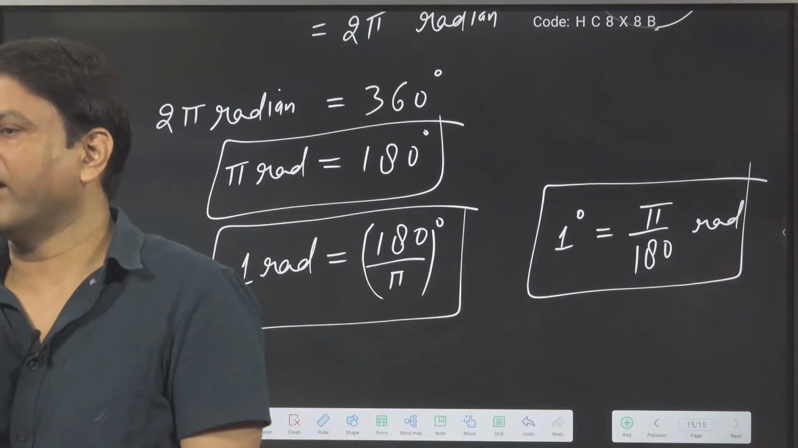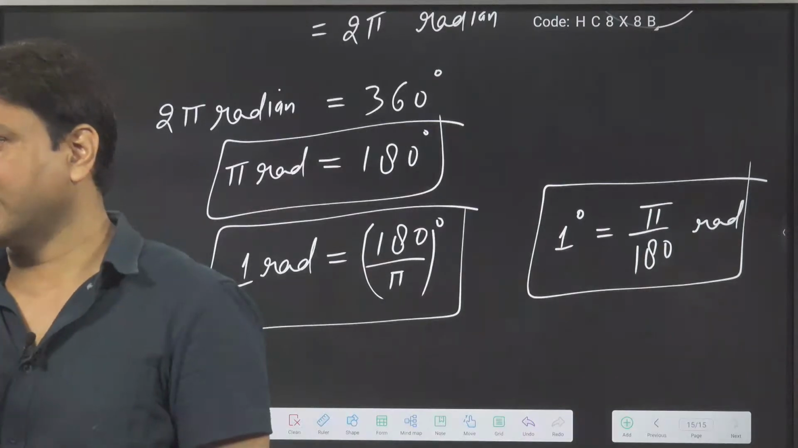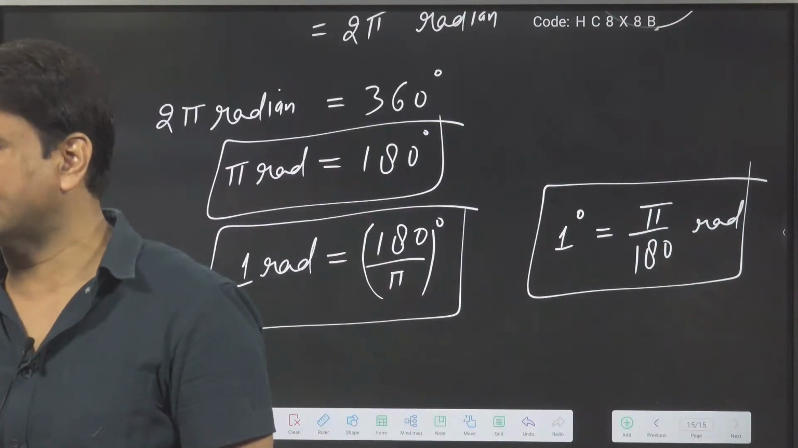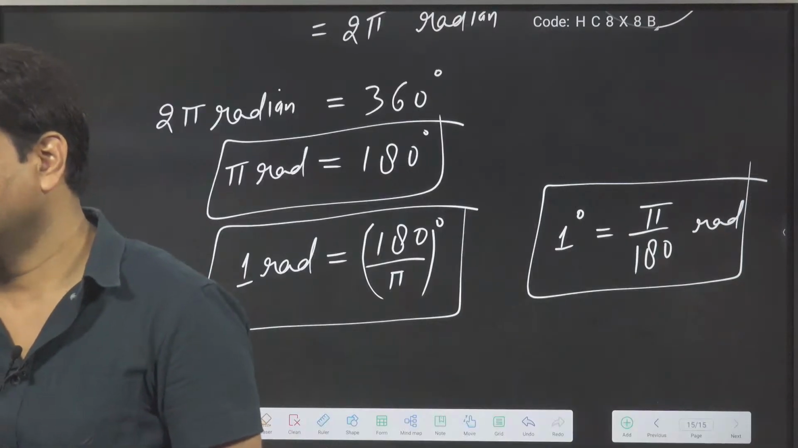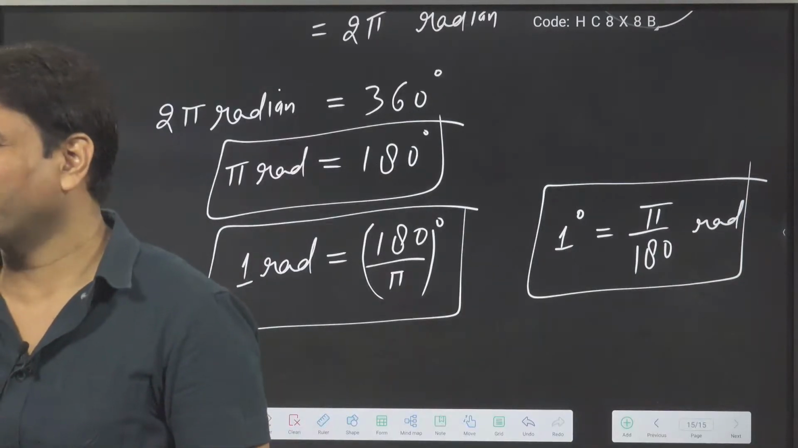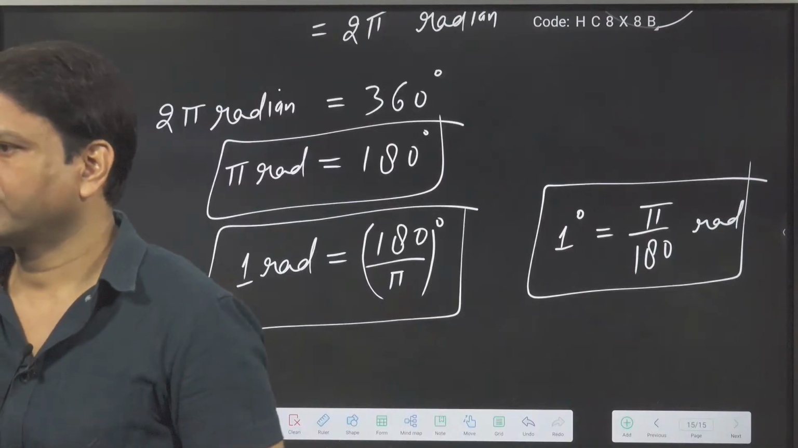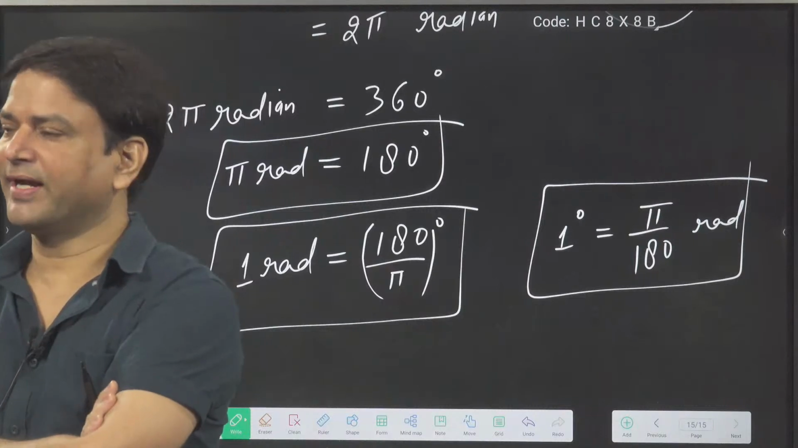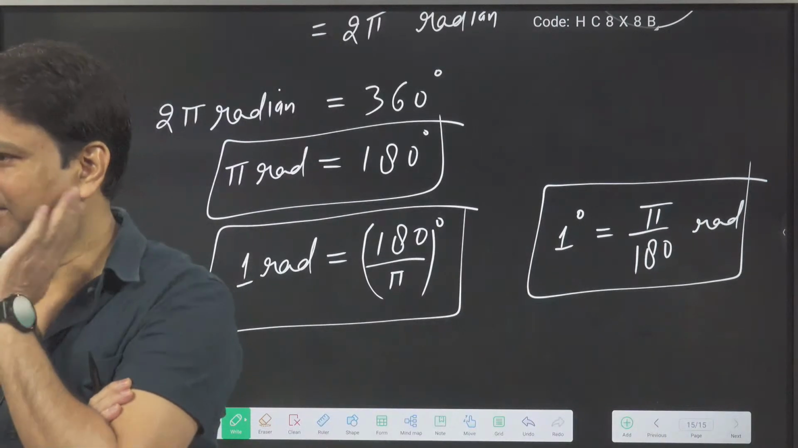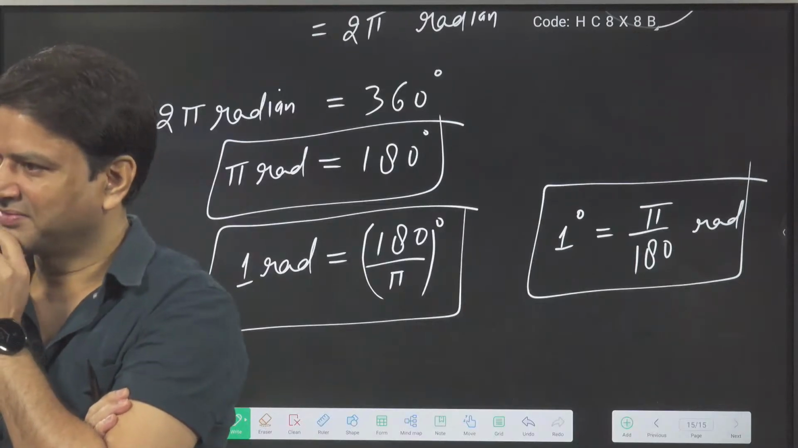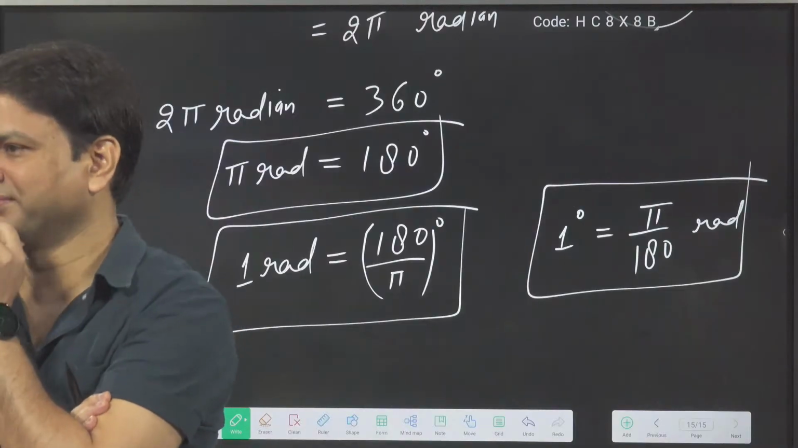Pi radian, pi value is what? 3.14. Pi radian is 180 degree. Okay, 180 is more or pi is more? 180 is more. Pi is the 180 degrees, pi is the 3.14.